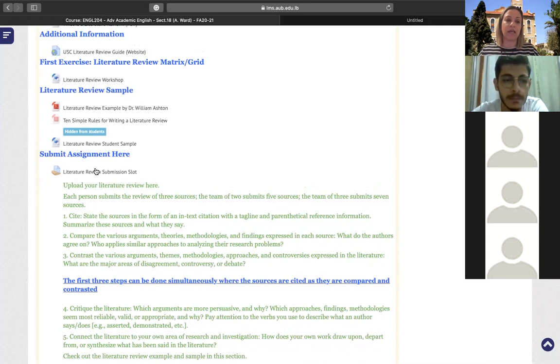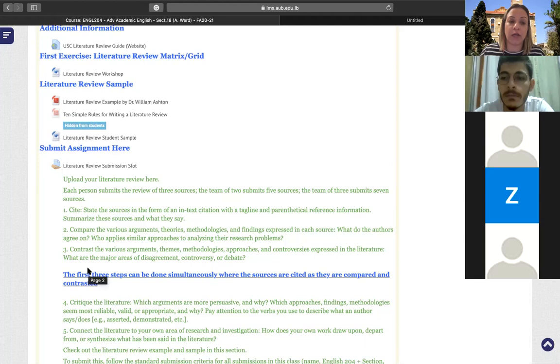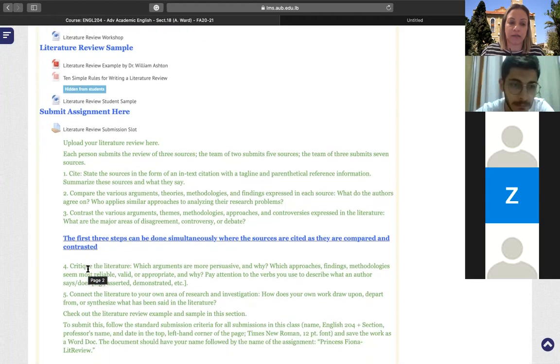So what is a literature review? You're going to be submitting a literature review of 3 sources. Remember, you're not responsible for more than 3 sources if you are working alone. If you're a team of 2, you submit 5 sources. If you're a team of 3, you submit 7 sources. What I want you to do is cite, compare, contrast, and then critique, connect.